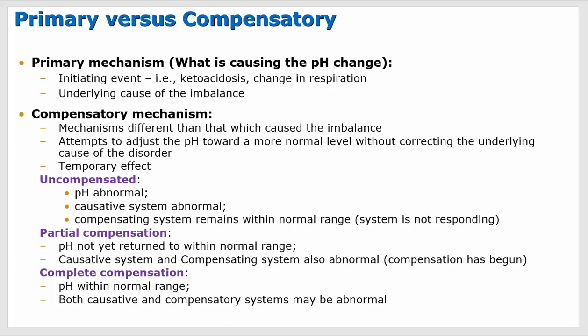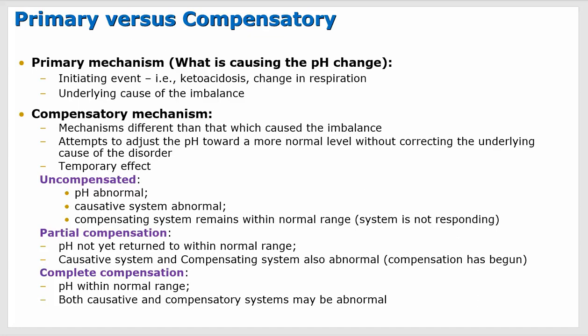It attempts to adjust the pH towards a more normal level, but you're not really correcting the problem. So if the problem is emphysema and you're trying to correct it with the kidneys, you're not fixing the emphysema. You're not getting better gas exchange in the lungs. But that's a compensatory mechanism, so it's a temporary effect. You're not fixing the problem.